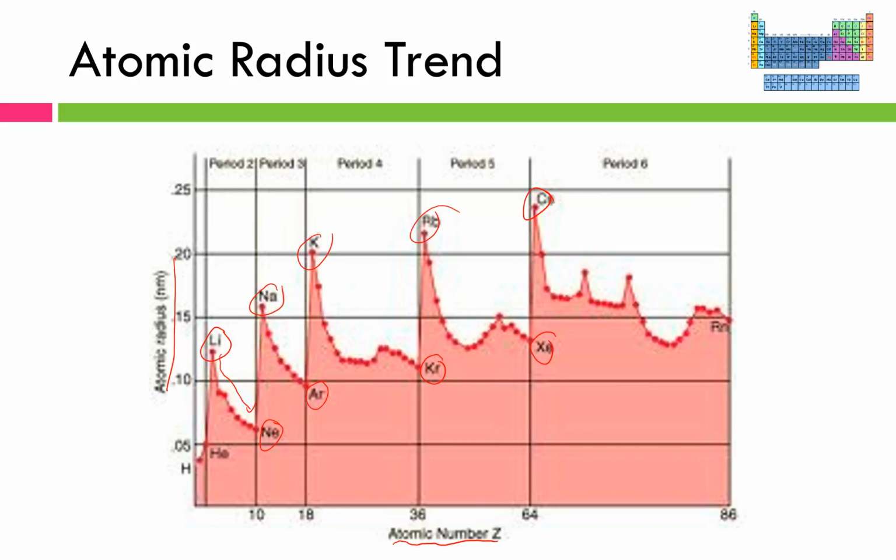If you look from top to bottom, whether you want to talk about the size of the group 1 or the group 18 elements, it's the same general trend. As you move down the group, going from lithium to sodium to potassium, or from helium to neon to argon, you see that continual increase in size, which is exactly what we talked about on the previous slide.